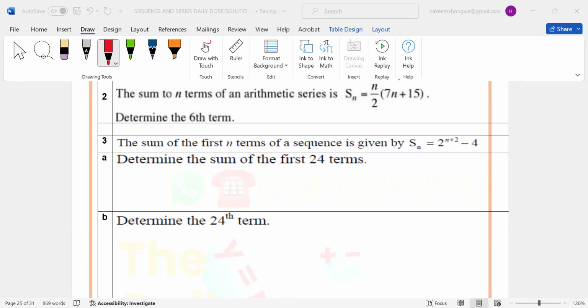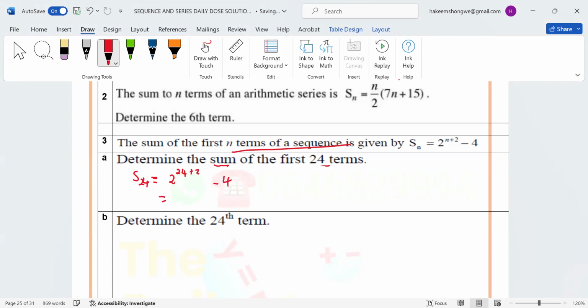So they say the sum of the first n terms of the sequence is given as Sn. The first question says determine the sum of the first 24 terms, meaning we're looking for S24. Since they say sum, you take it directly from here. So I'm going to look for S24, which is going to be equal to 2 to the power of 24 plus 2 minus 4.